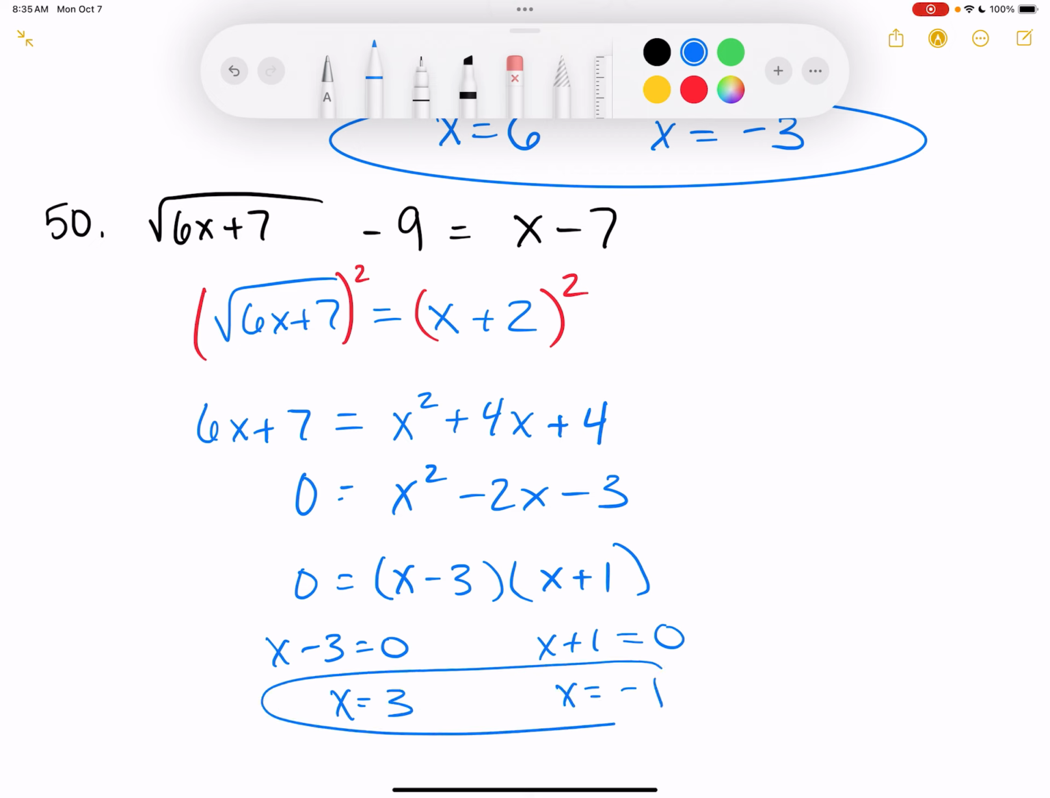Good question. So you know how at the start it was equal to x minus 7? So how did it turn into x plus 2? So I added the 9 over. Oh, okay. Thank you.